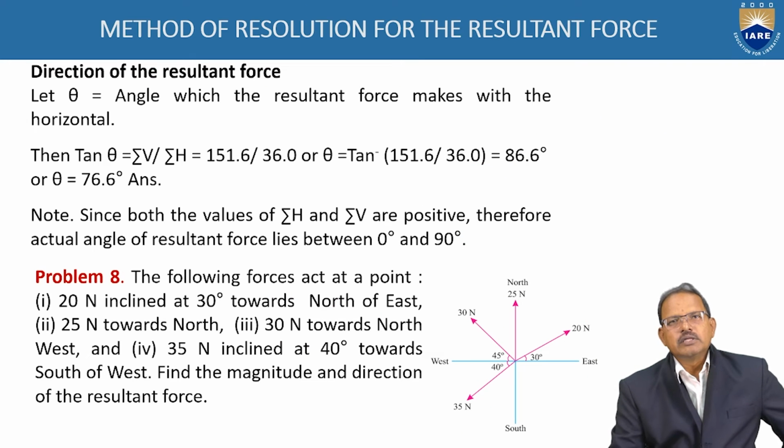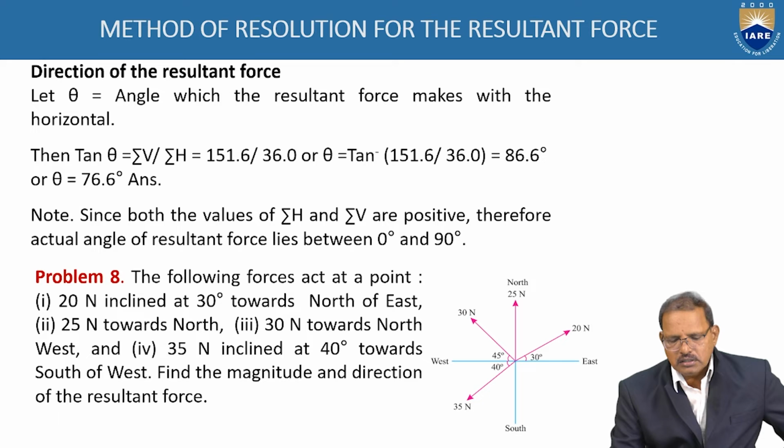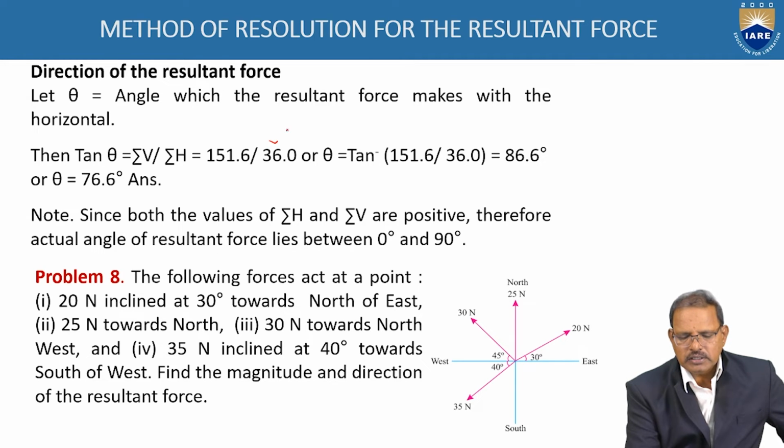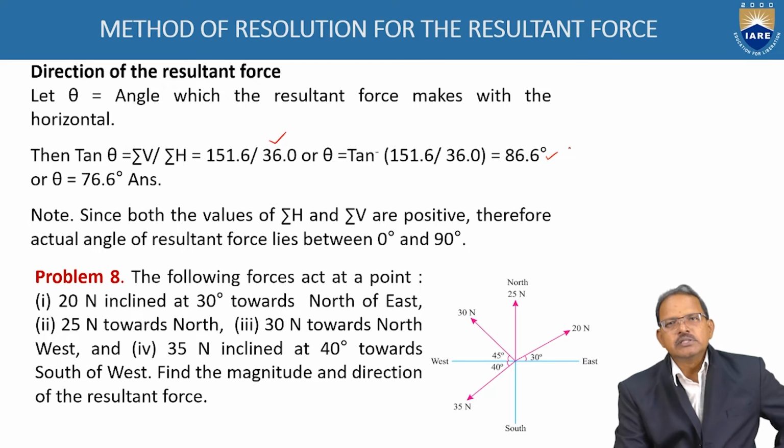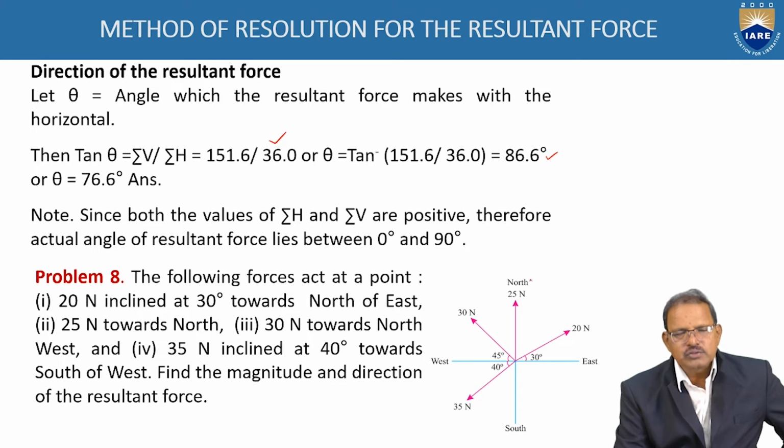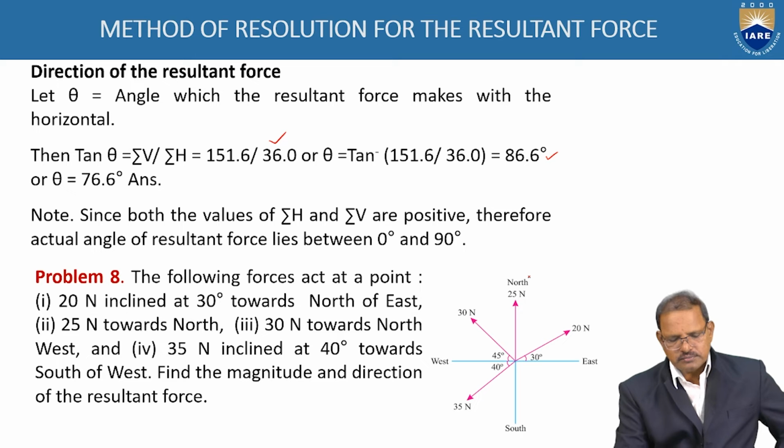Now the direction of the resultant force. Let theta be the angle made by the resultant force with the horizontal axis, that is the x-axis, in the positive direction. Theta is equal to sigma V by sigma H, which is equal to 151.6 divided by 36, which is equal to 86.6 degrees. This is our answer. Since both sigma V and sigma H are positive, the resultant force lies between 0 and 90 degrees, hence it belongs to the first quadrant only.